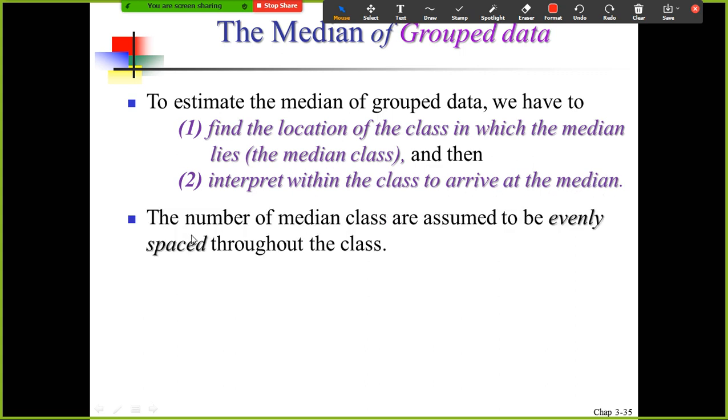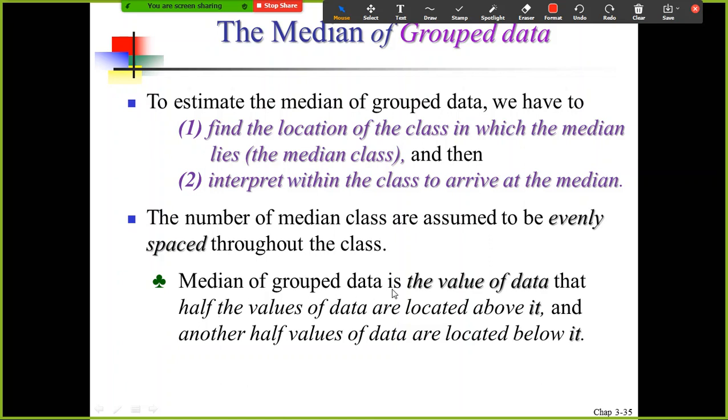The values in the median class are assumed to be evenly or equally spaced throughout the class. That means evenly or equally spaced from class to class, throughout the class frequency. It means that from the lower class to the median and from the higher class to the median is equal, or even.